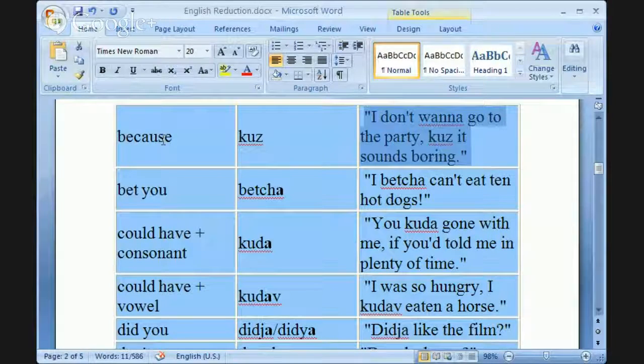Daniel, we're going to start with because, which is often reduced to cuz. Read this so I can listen to your pronunciation, and then you can try. I don't want to go to the party because it sounds boring. Excellent. That was perfect. You sound like you're from Chicago or something. Can you use cuz in a sentence of your own devising?